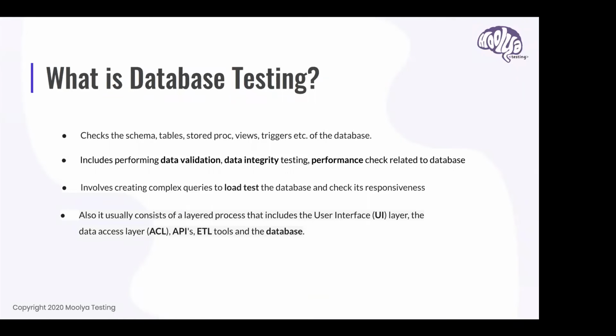It usually consists of a layered process that includes the user interface, the UI, the data access layer, the access control list, which we call it in database terms, APIs, ETL tools, and the database. ACL deals with all the access levels.